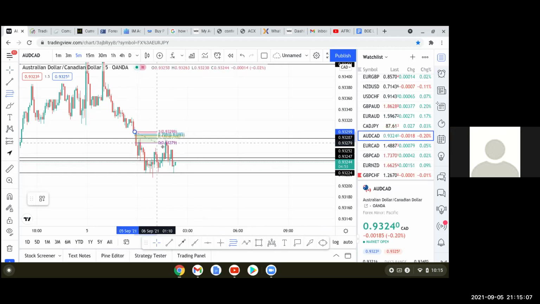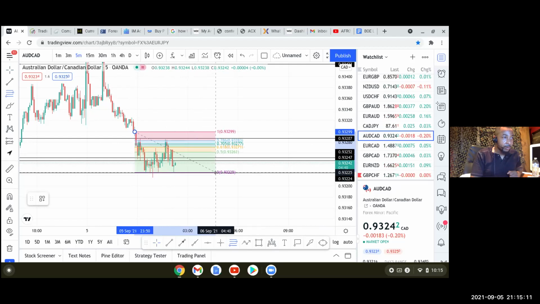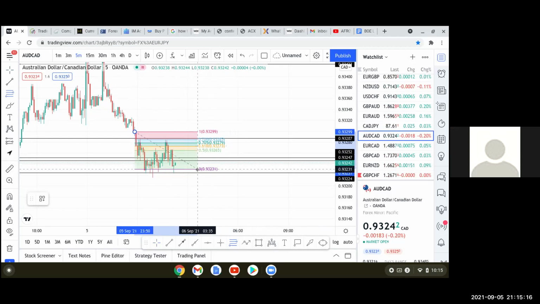Go to the body of the bottom candle. The low, right there. That low right there. Yep, that's it. Okay. That's perfect.